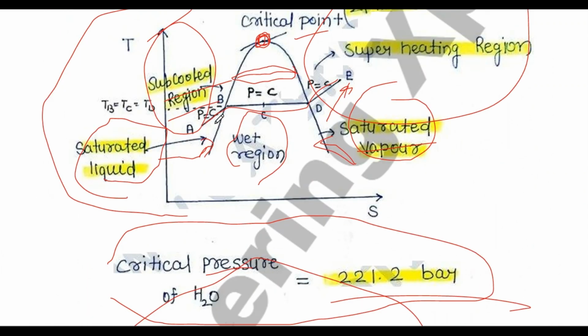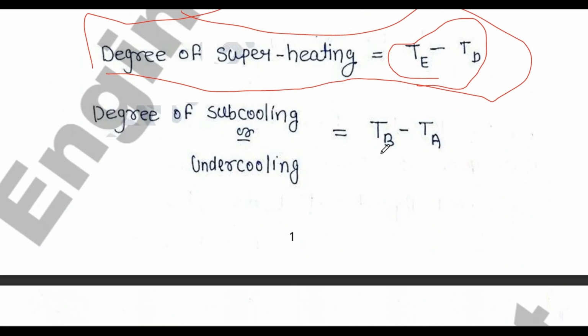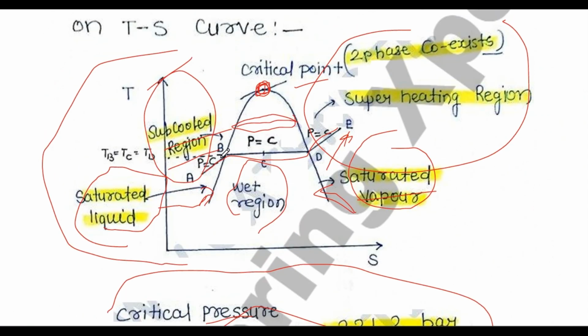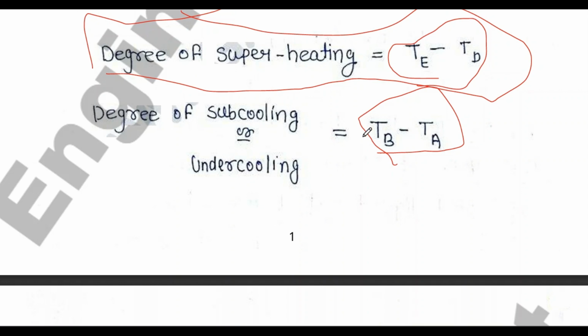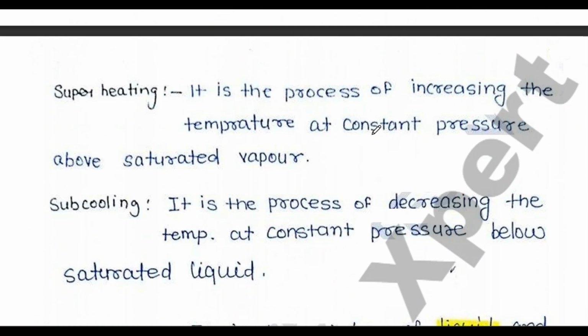The same applies for degree of subcooling or undercooling. From point A to B, take the temperature difference between the point and the point at the same pressure on the saturated liquid line. Point A and point B have the same pressure, so what will its temperature be when it is on the saturated liquid line? That is the temperature at point B. The difference is what we call the degree of subcooling or undercooling.